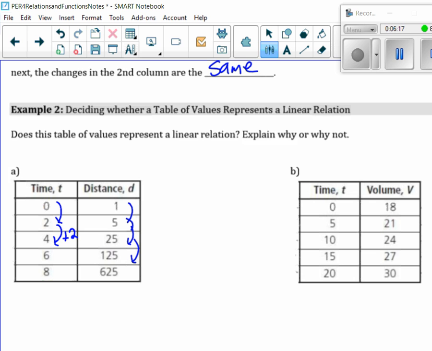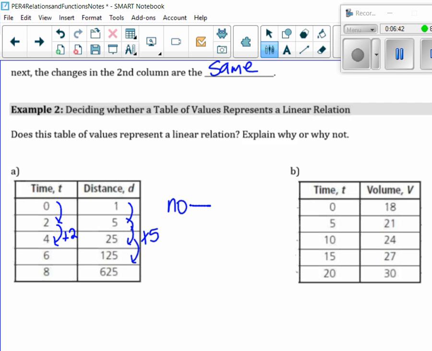Is it squaring? Yeah, it looks like it's timesing by 5 each time. So is this considered a linear relation? No. Guess what this is called? No, oblique is linear. I heard somebody saying squaring.